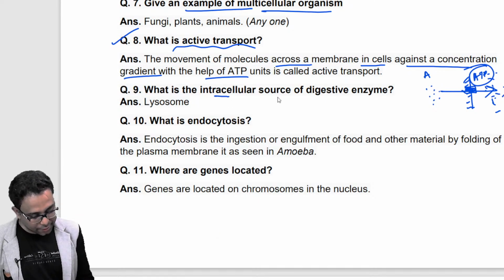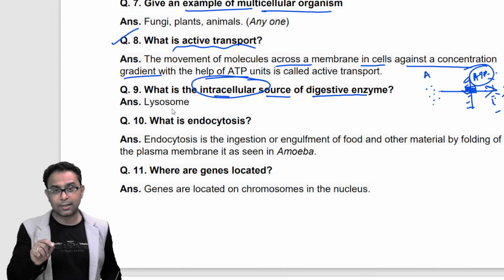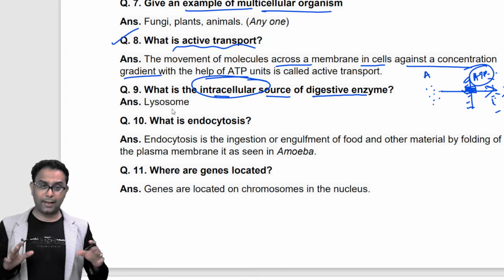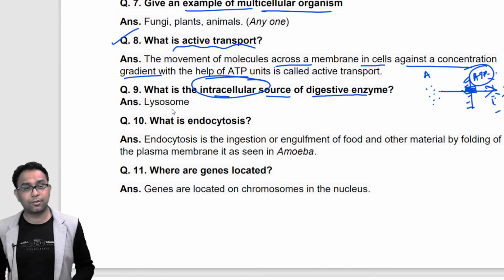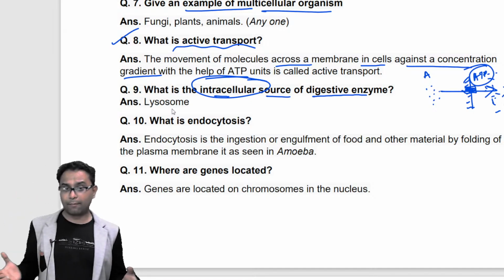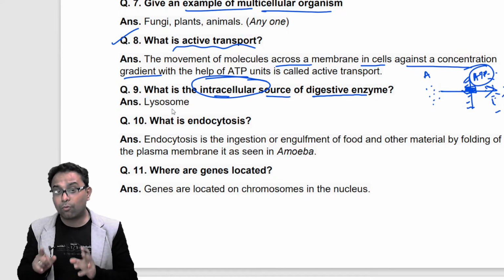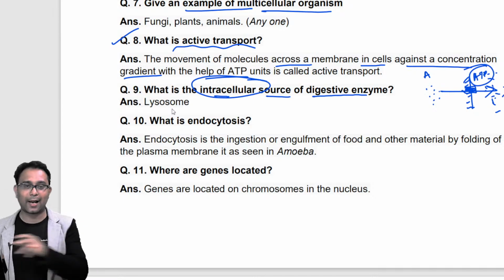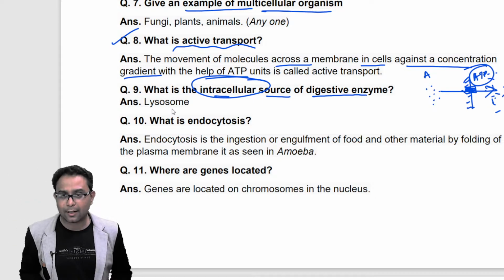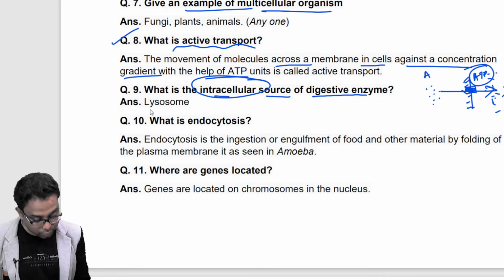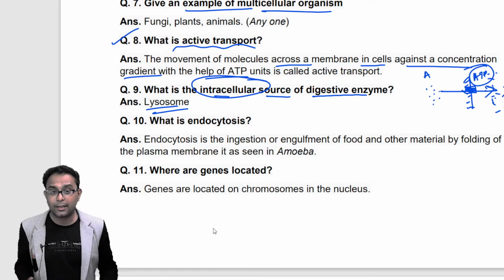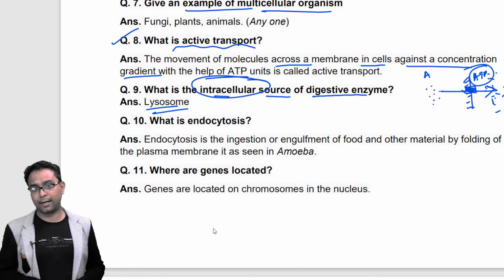Now next question. What is the intracellular source of the digestive enzyme? Intracellular means inside the cell where the digestive enzyme is present, right? Digestive enzyme is present in our stomach and in the small intestine. But in that particular question, what is intracellular? That means the digestive enzyme present inside the cell. Which cell organelle is it? This one is the lysosome. Lysosome is the most important cell organelle which is filled with the digestive type of enzyme, right?